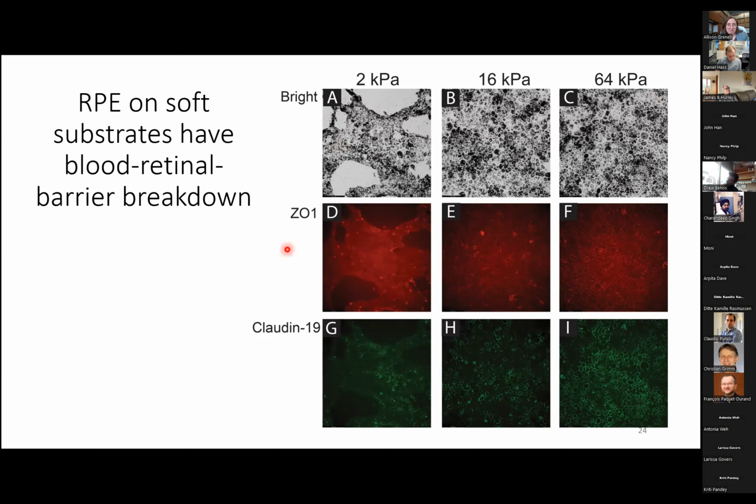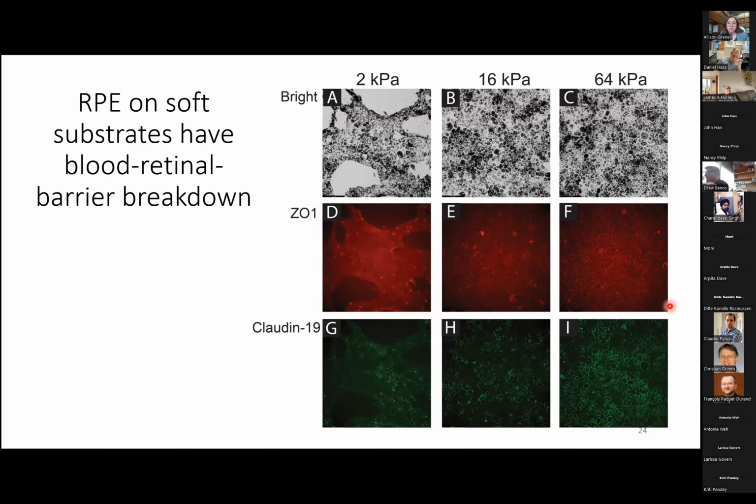And in the softest conditions, we see that there is less ZO1 and Claudin 19. That increases a bit in 16 kilopascals, and then there is the most tight junctions in 64. So this suggests that the substrate stiffness can actually control the blood retinal barrier.